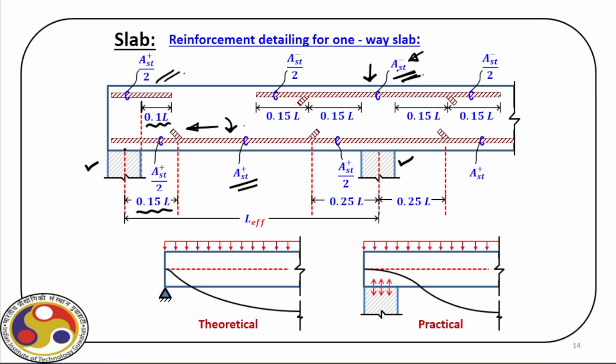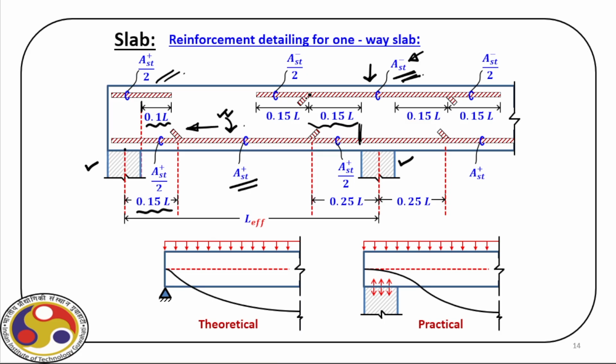Now for intermediate support, again we design this value of Ast minus. Then as we go towards the middle of the span, obviously the top surface is in compression. So we have this steel at the bottom for that. So we can reduce the bars after 0.15 L from this face. So from this face, the first curtailment is where we have this point.